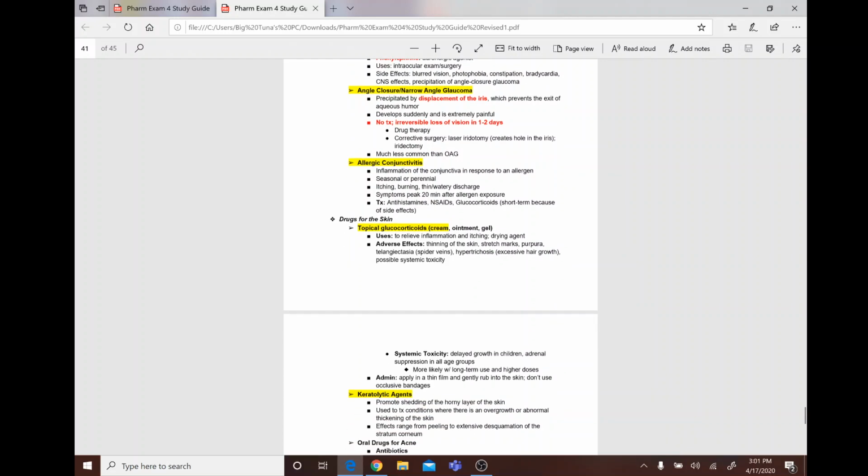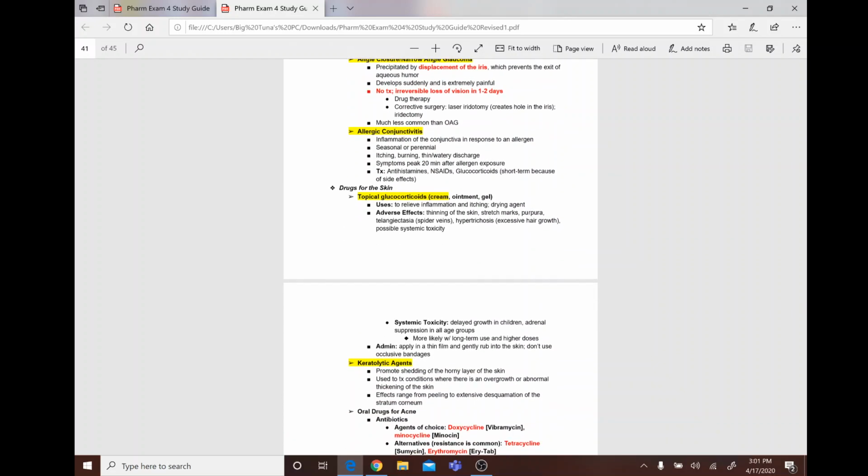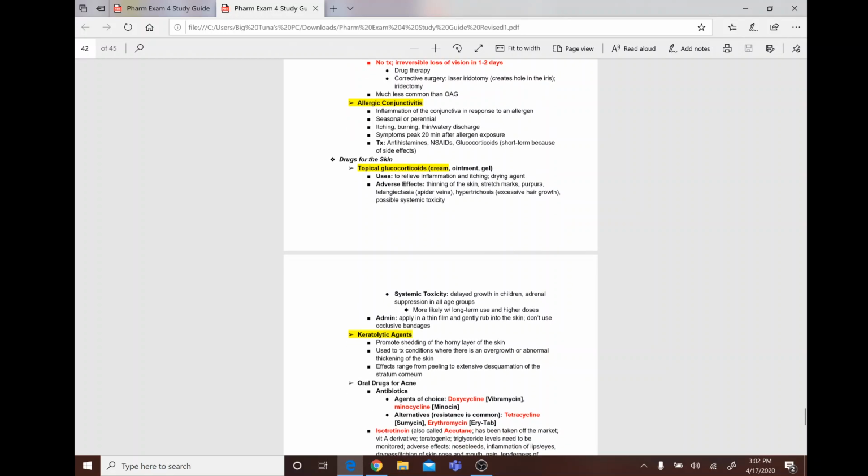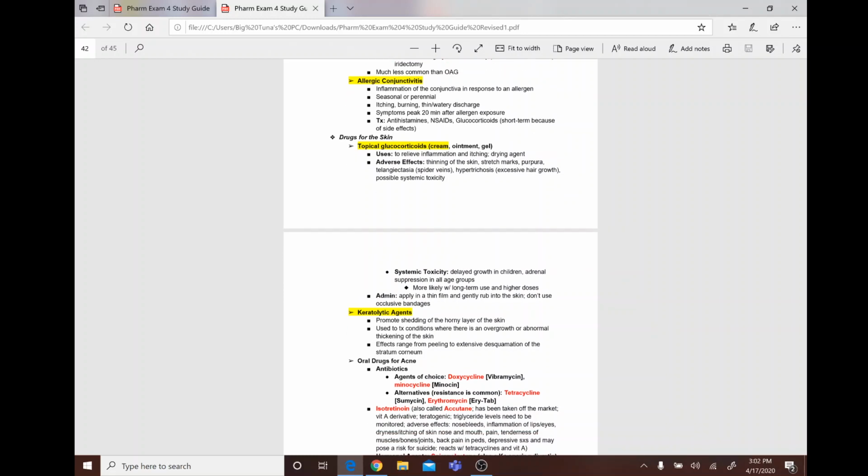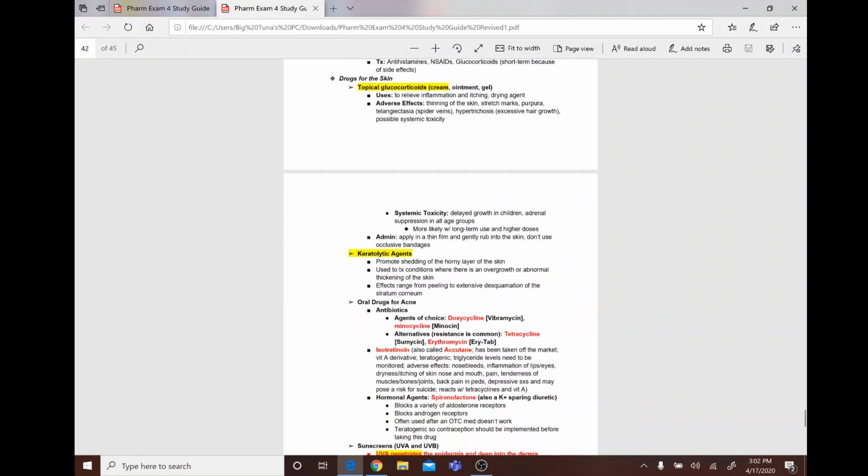Alright, drugs for the skin. What do we use topical glucocorticoids for? Relieves inflammation, itching, and it's a drying agent. What are the adverse effects of topical glucocorticoids? Thin skin, stretch marks, purpura, spider veins, excessive hair growth, and then maybe systemic toxicity. How do we administer topical glucocorticoids? Apply in a thin film and gently rub into the skin. Don't use occlusive bandages.